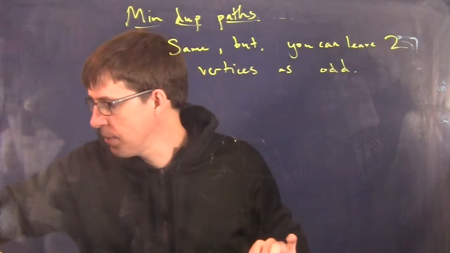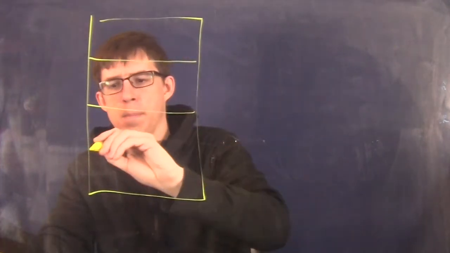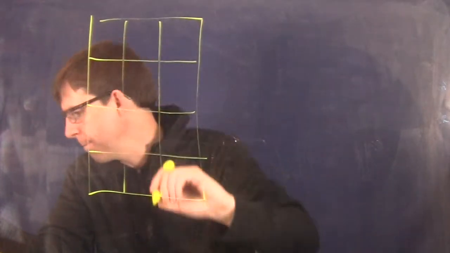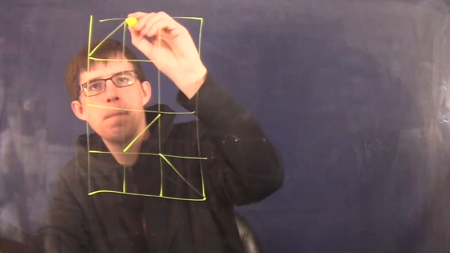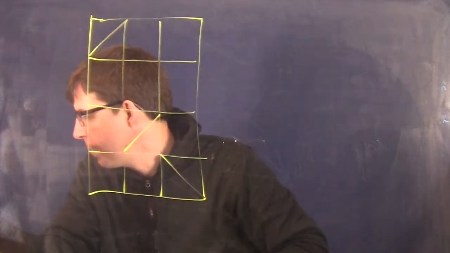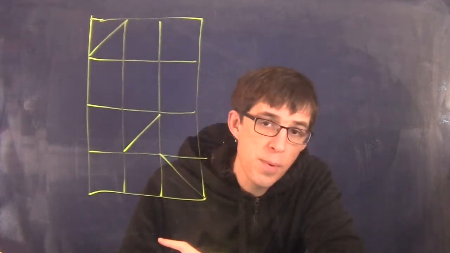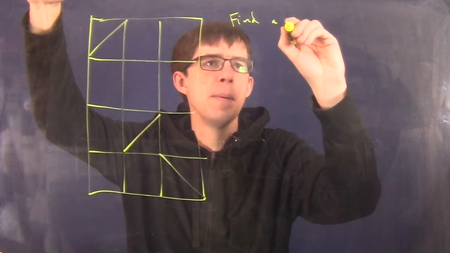Let's just do one example like that. I think you will know what I mean. All right, this is my example. Let's say this is your graph, and you want to find a minimum duplication path.